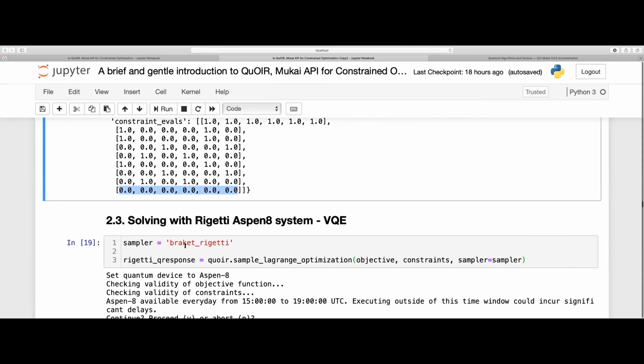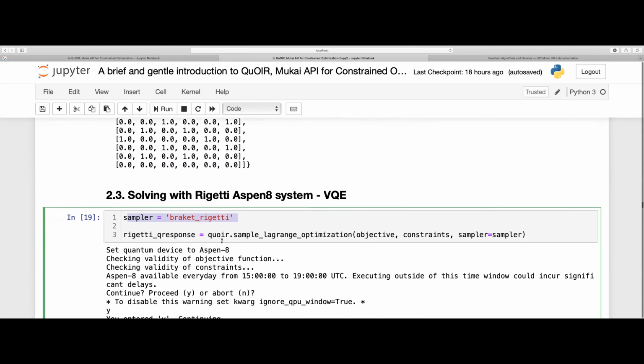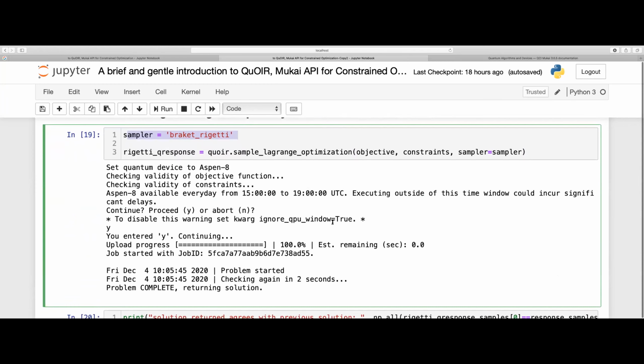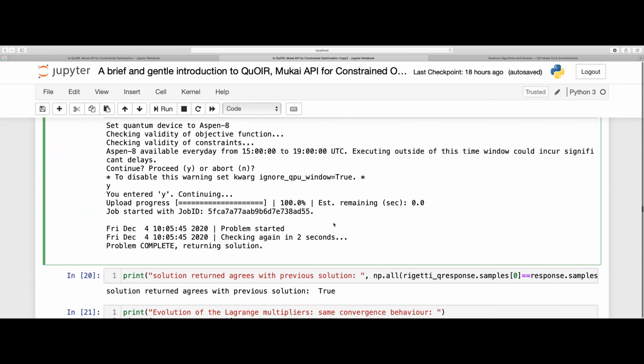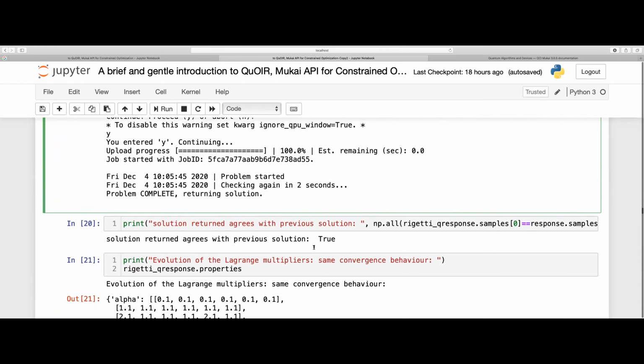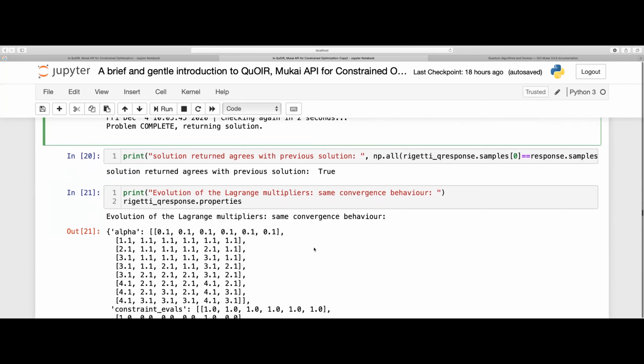Now moving to Rigetti. Again, it suffices to set the sampler to Braket Rigetti and call my sample Lagrange optimization with this particular sampler. I'll let this run. And again, I'm doing the same checking here. I get the same solution, the same behavior as before.